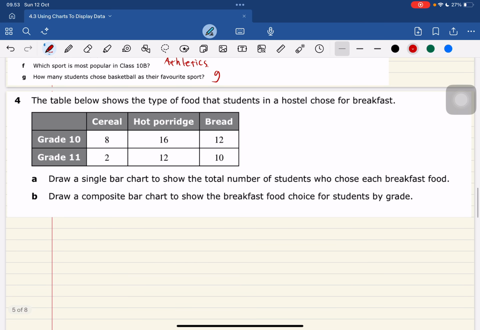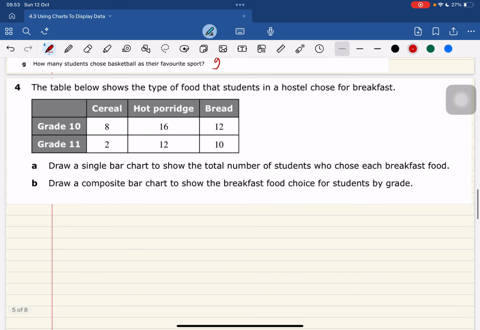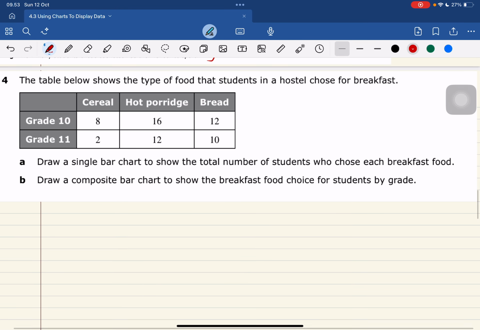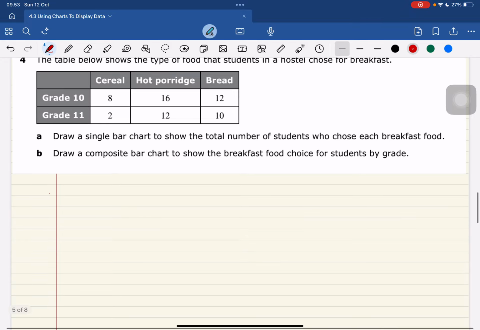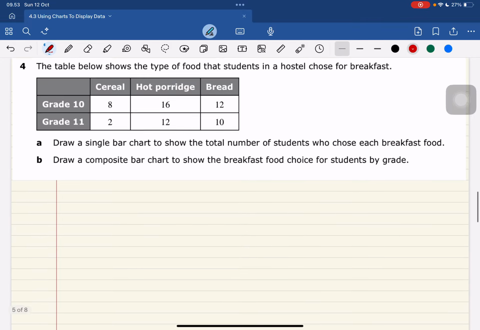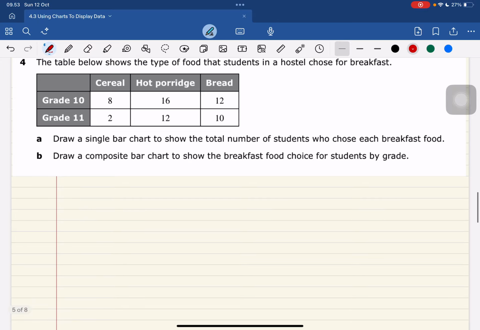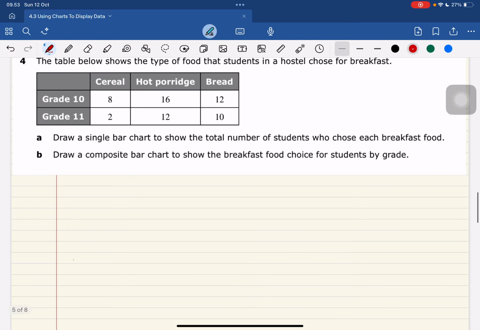For number 4, we need to draw a single chart to show the total number of students who choose each breakfast. So first, bread. So I would make it like, okay, we can make it like here, bread. So this is bread.